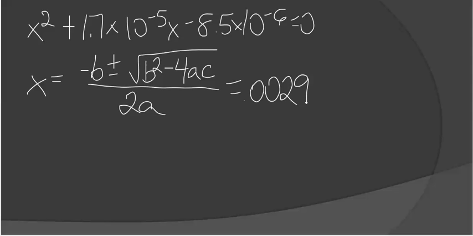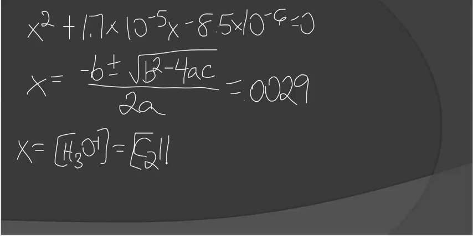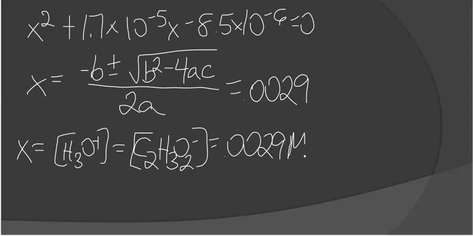And that value comes out to 0.0029. So x is equal to the concentration of H3O plus at equilibrium, which is the same as acetate, and that's 0.0029 molar.